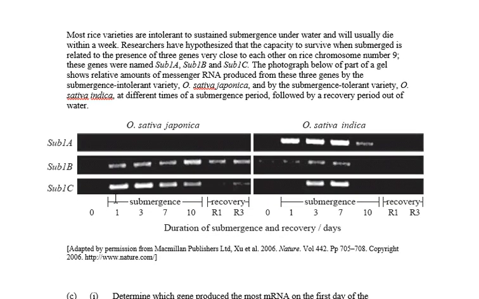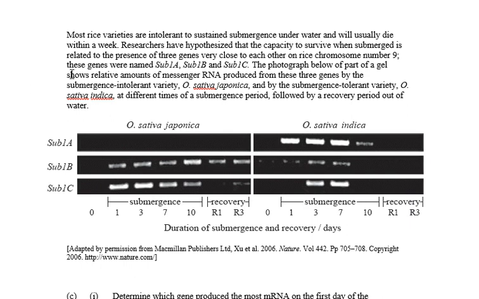Okay, so now we're moving on to look at our second bit of data. Again, it's going to switch it up on you nice and quickly so you never really get a full handle on things. It says most rice varieties are intolerant to sustained submergence underwater and will usually die within a week. Researchers have hypothesized that the capacity to survive when submerged is related to the presence of 3 genes very close to each other on rice chromosome number 9.